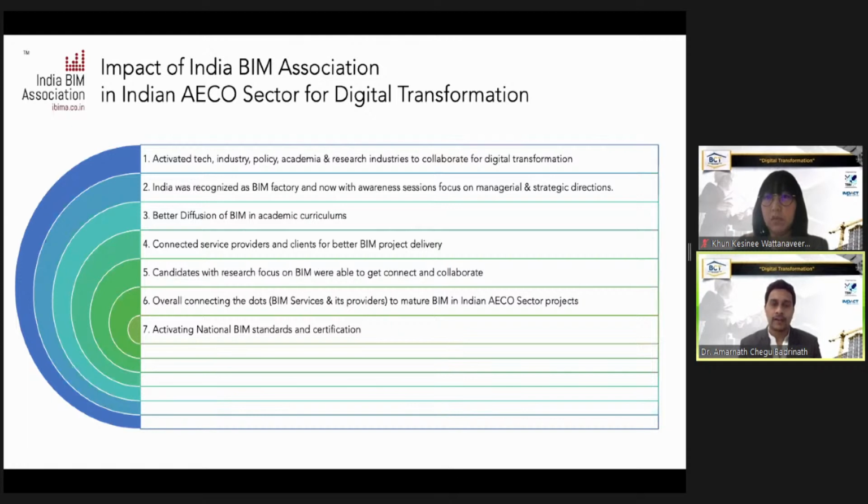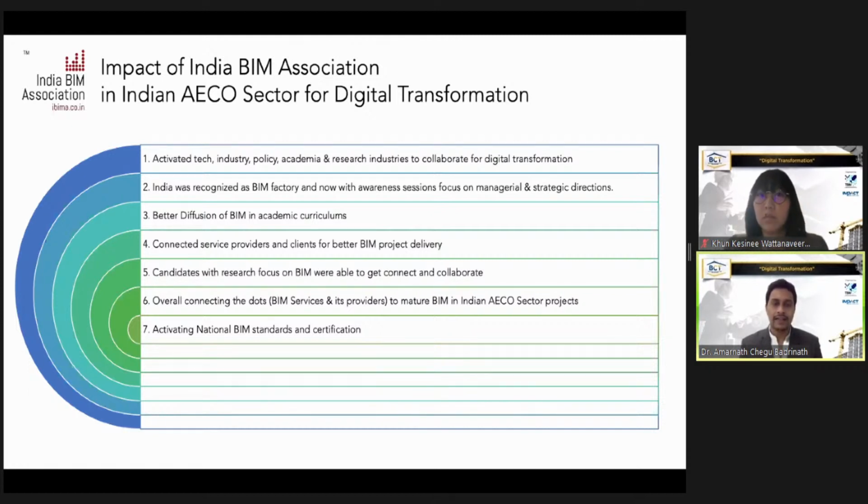Connected services providers and clients for better BIM project delivery. There are several clients who need services, and there are several service providers who can provide the services. But the clients cannot know who is the best service provider, and the service providers don't know what clients need. We were able to connect these two levels.